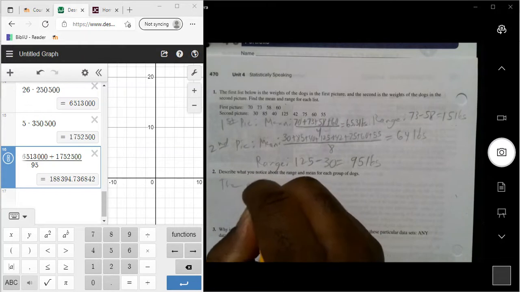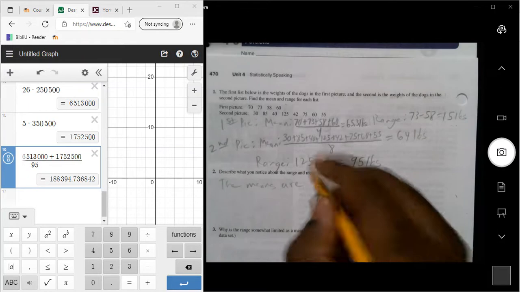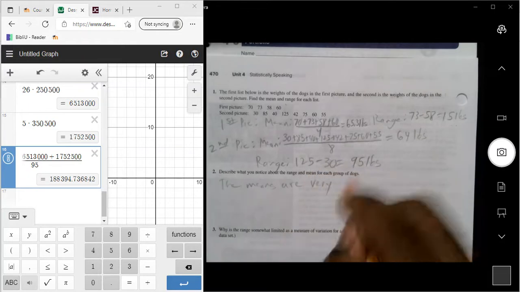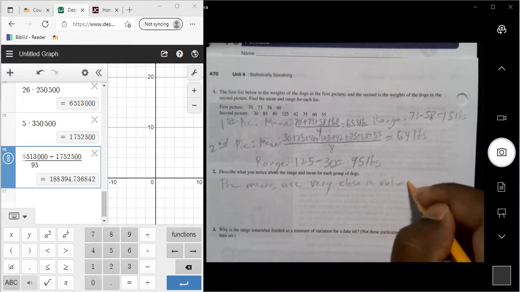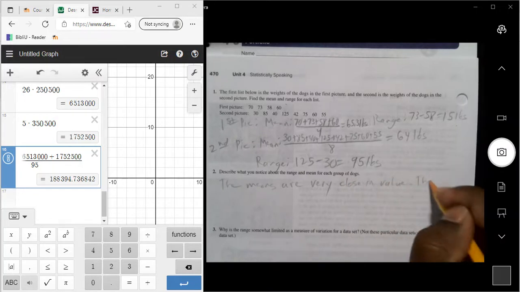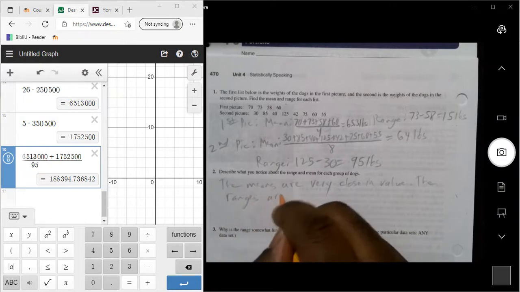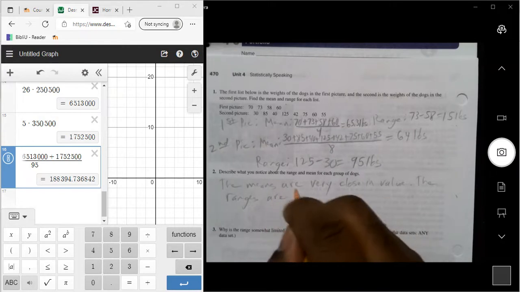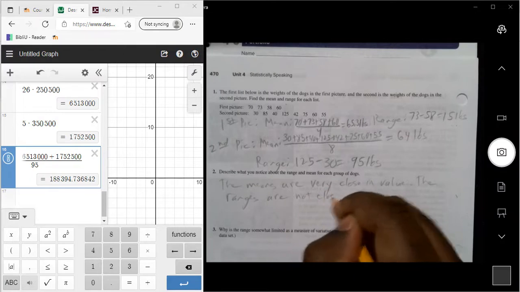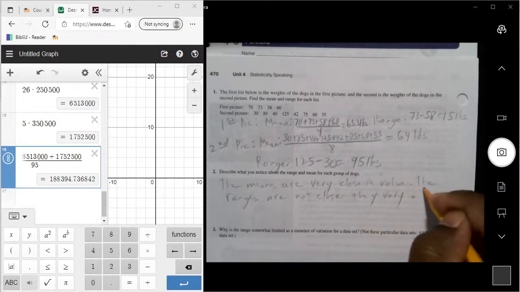The means are very close in value. The ranges are not close. They vary a lot.